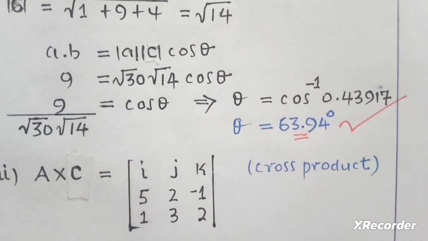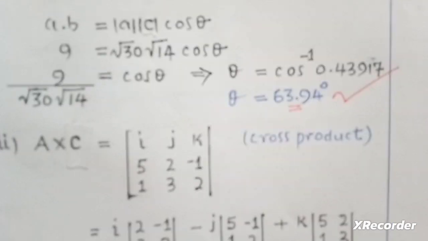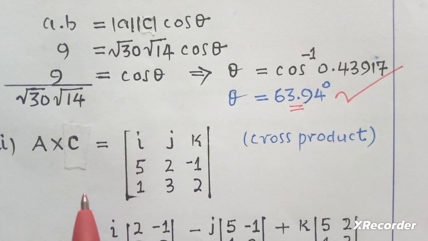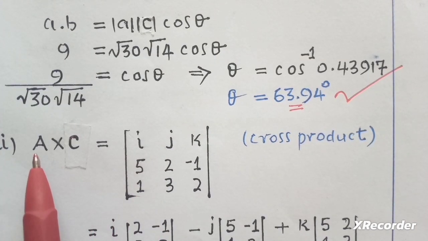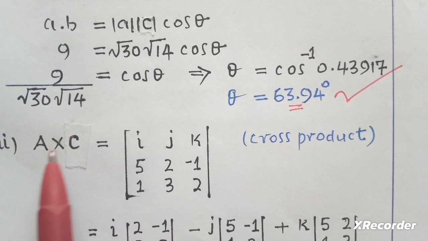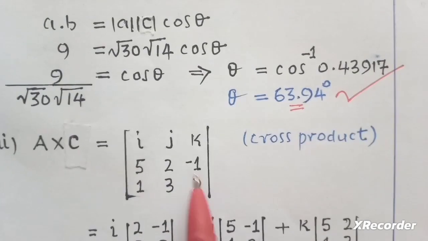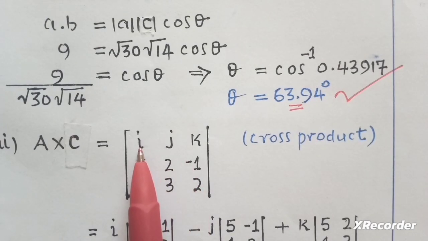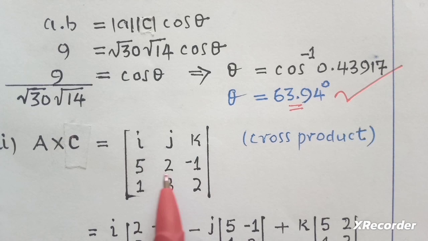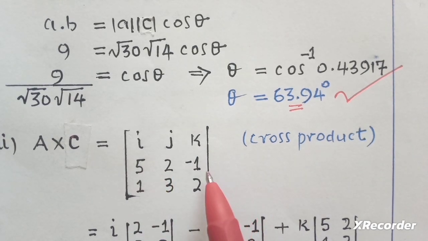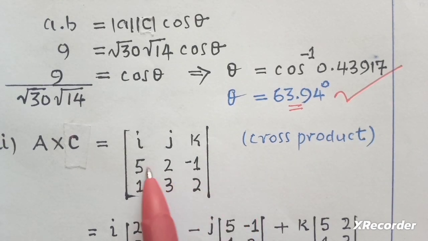Then we come and find now the cross product. For the cross product, guys, we put a cross here. We say A times C, while for the dot we put a dot. And this is the formula that we use. We write here I, J, and K, and the first is the A vector, and this is the C vector.